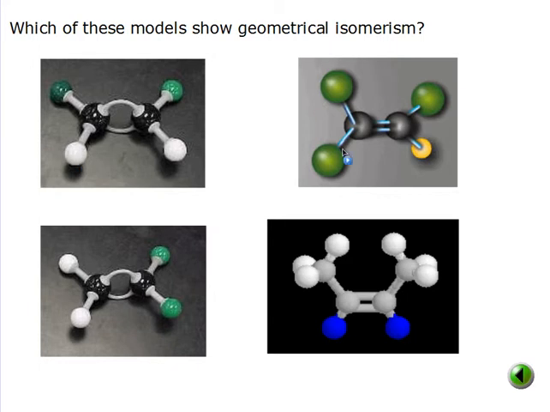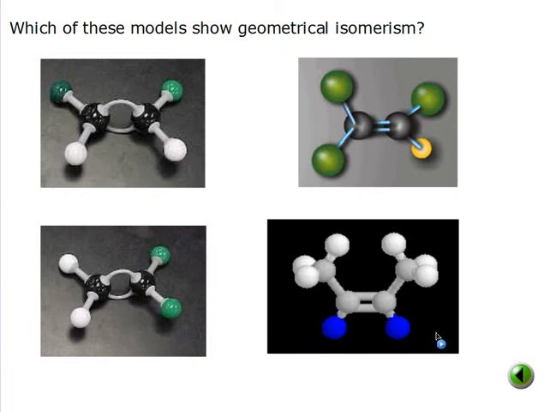What about this one here? No, not that one, because this carbon on the left has 2 groups the same. If you were able to remove that and then put it back upside down, it would still look exactly the same. So no cis or trans isomers. What about this one here? Bottom left. Again, carbon atoms with identical groups on them.